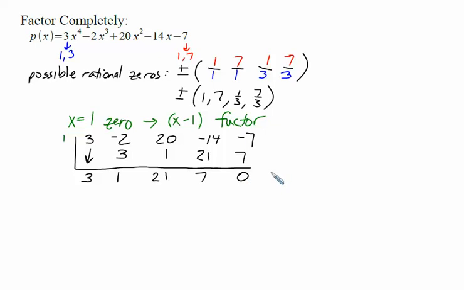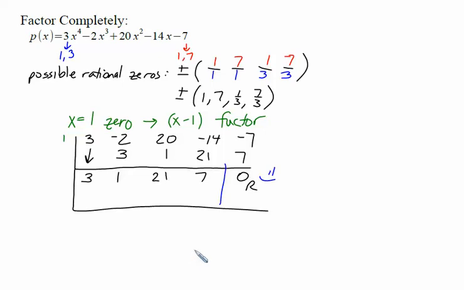Ooh, and we should always have this happen. We get a 0 because that's the remainder. That should always happen if you've done the problem correctly. Now we would be down to a cubic. But we need to do this division again because we want to be down to a quadratic.